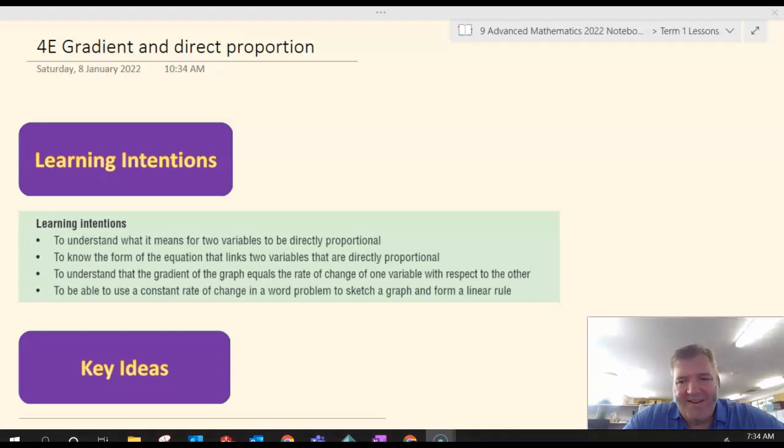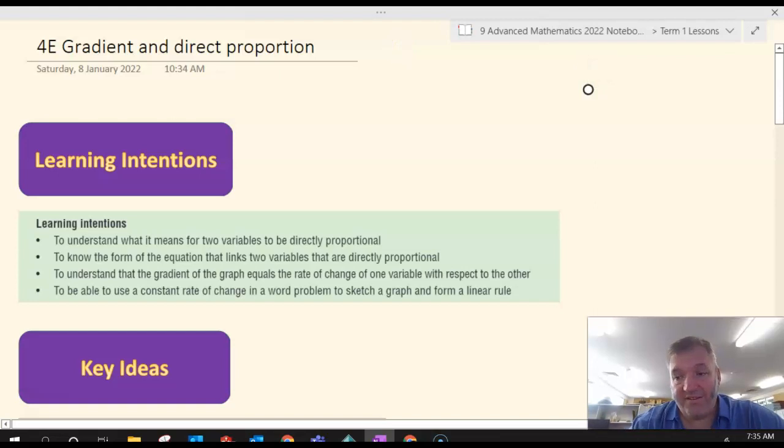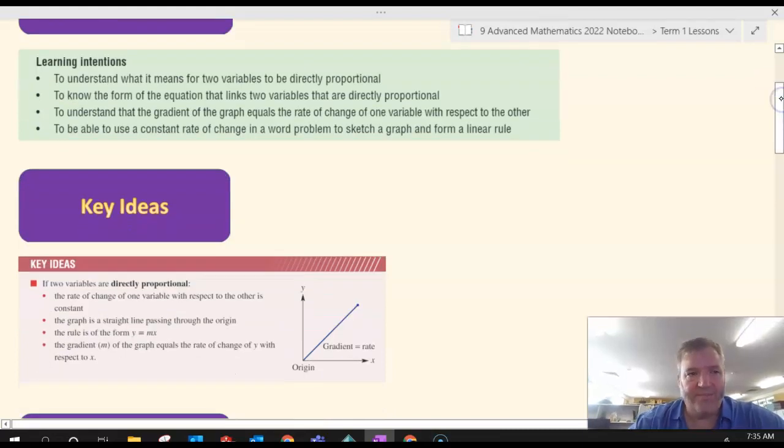Welcome back, Year 9. This exercise today is gradient and direct proportion, exercise 4E out of your textbook. We've seen these sorts of things before. Maybe some of the terminology will be new, but the maths won't be particularly new for you. And in fact, it's just an easy, simplified version of sketching straight lines, which is great because we've already been doing that a little bit this term.